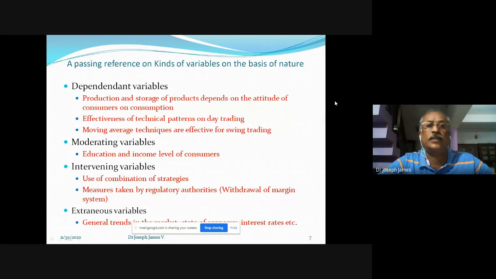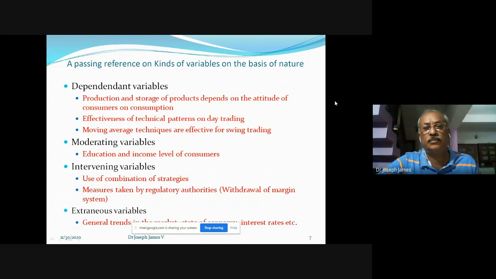One is the dependent variable. One variable depends on some other variable. The most popular example is demand and price. Another is production and storage, where products depend on the attitude of customers on consumption. Another example is the effectiveness of technical patterns on day trading.